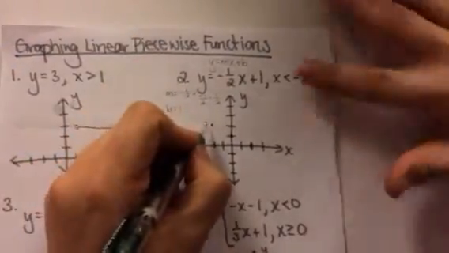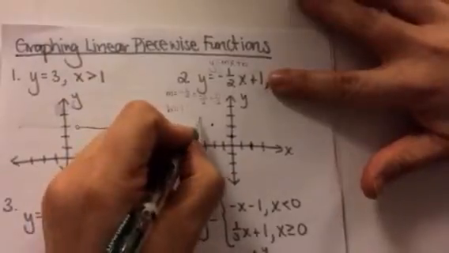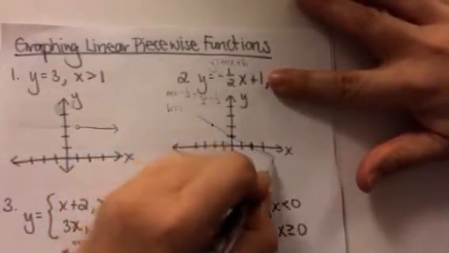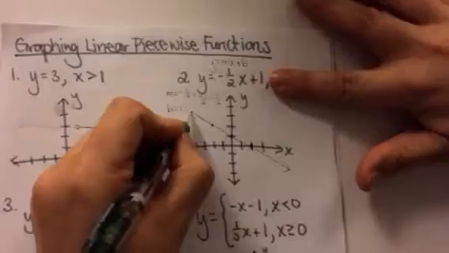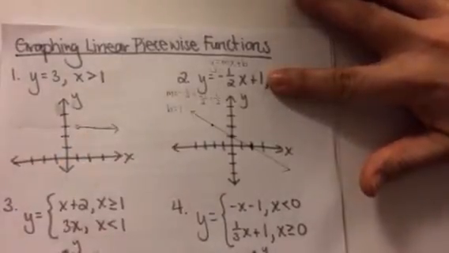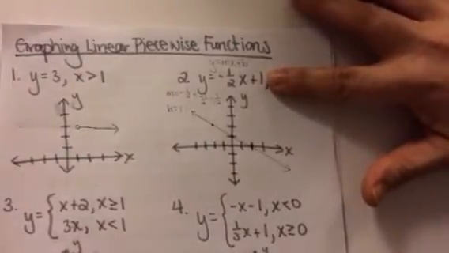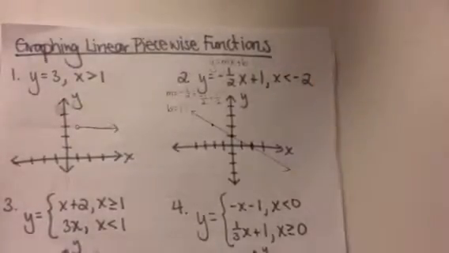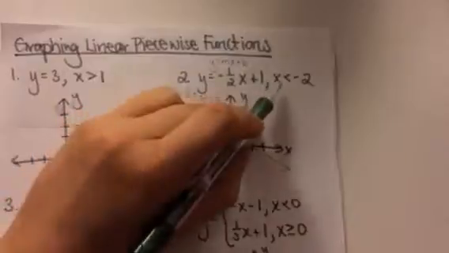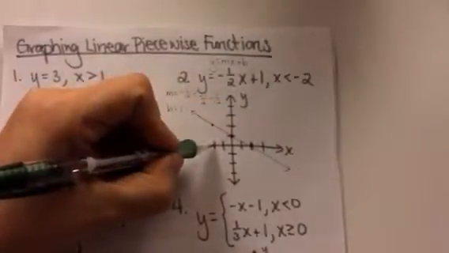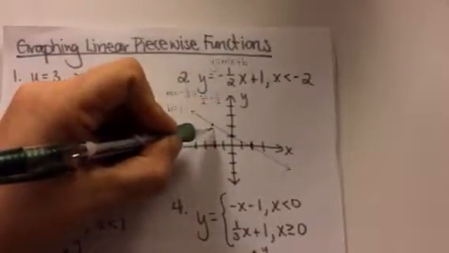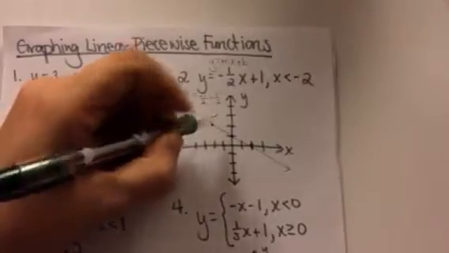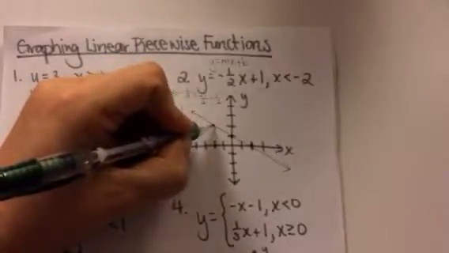So this would be the line if I didn't have this. It's called a domain restriction attached onto the end. So if I was just graphing y equals -1/2 x plus 1, I would have that. But they don't want that. They only want it for values of x less than -2. So this is x, right? I'm going to go to the x-axis at -2. I'm going to connect with the line. Again, it's an open circle because there's no equal bar.